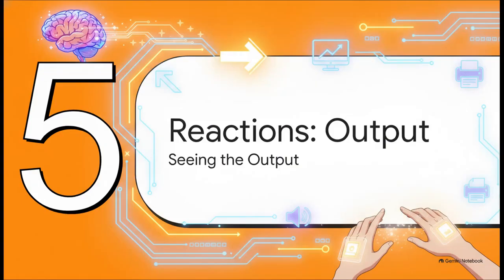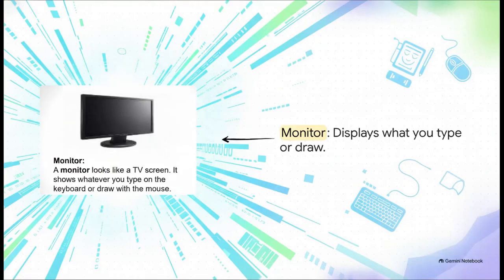Part 5. Reactions. Seeing the output. Okay, we've inputted data, our CPU brain has processed it, and our memory has stored it. How do we actually know what happened? Well, the computer has to revert back to us with a result, translating all its digital work back into a language we humans can understand.